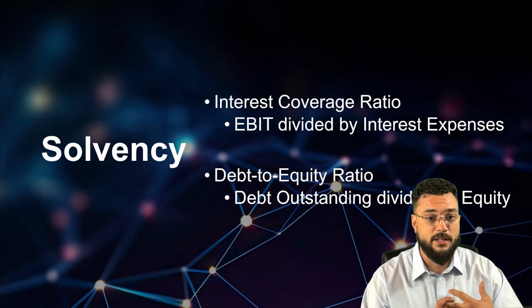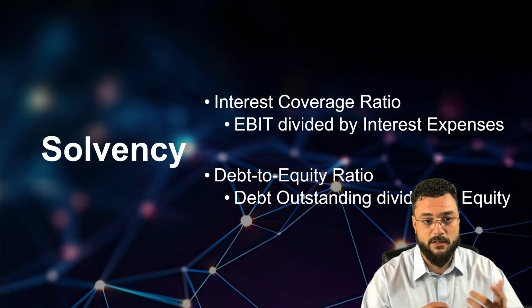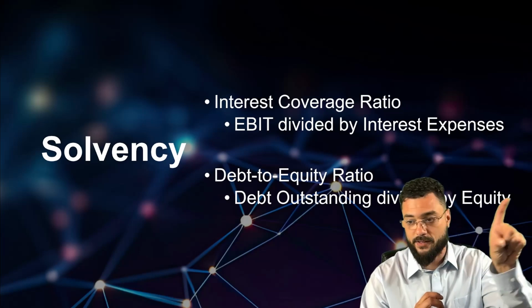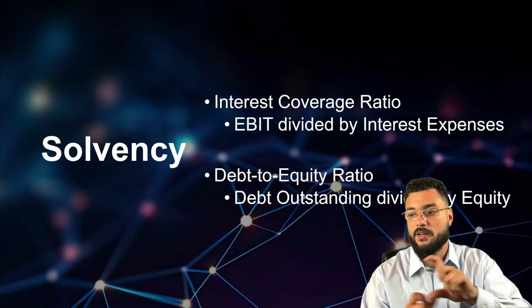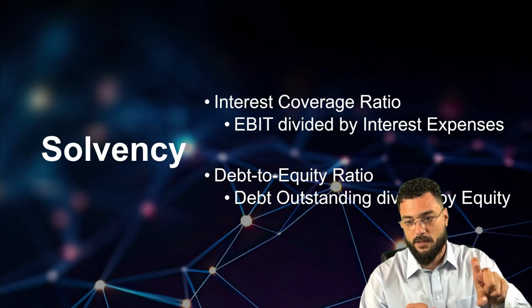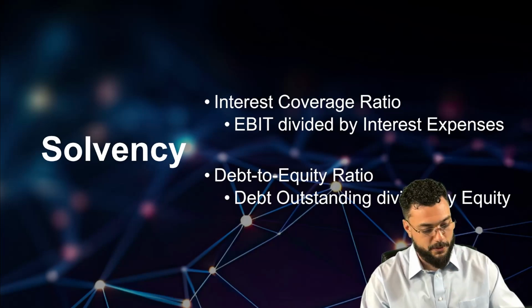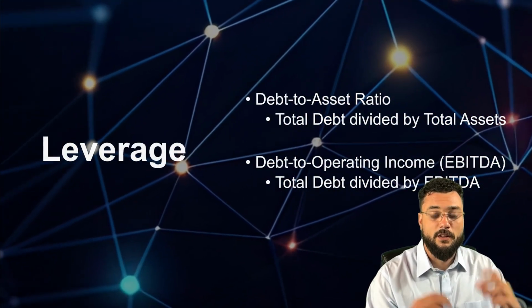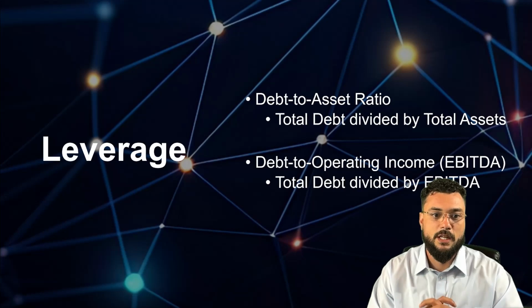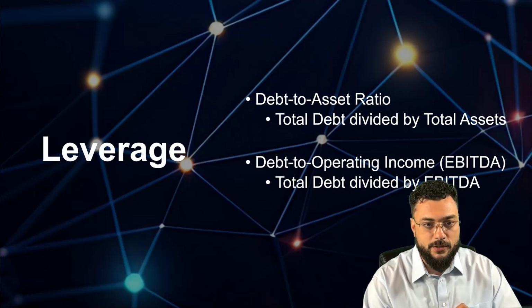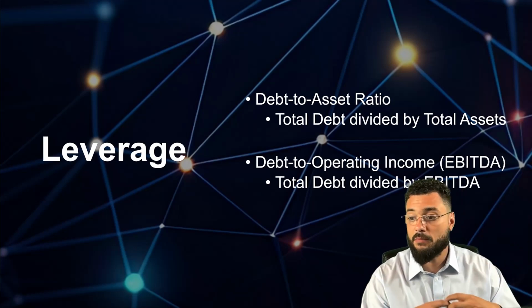And then a debt to equity ratio is debt outstanding divided by equity, which is all of your assets less your liabilities. So whatever's left over, so debt divided by that number. Leverage ratios, right? So your debt to asset ratios. So total debt divided by total assets.